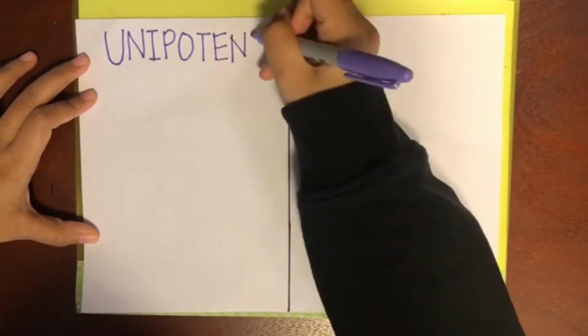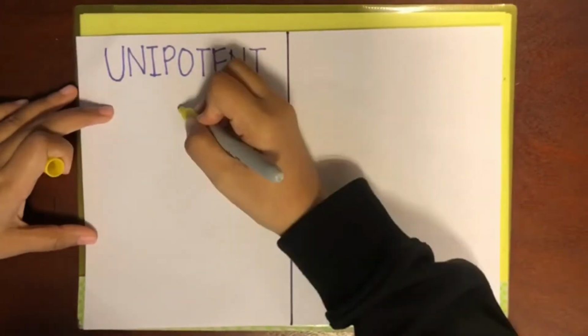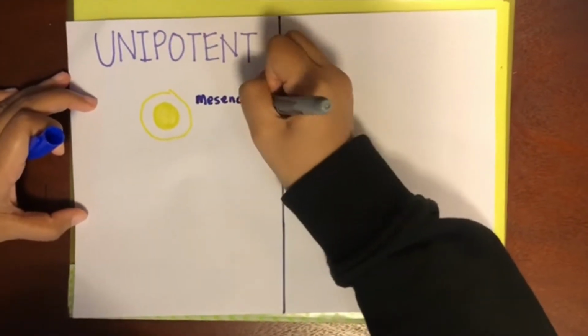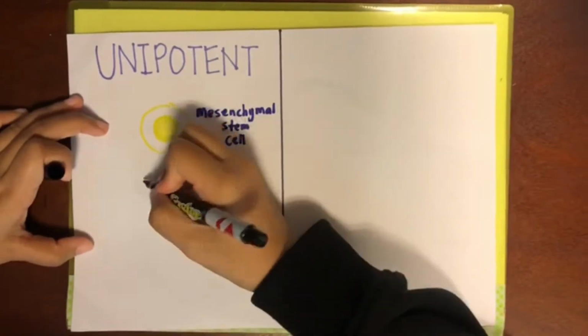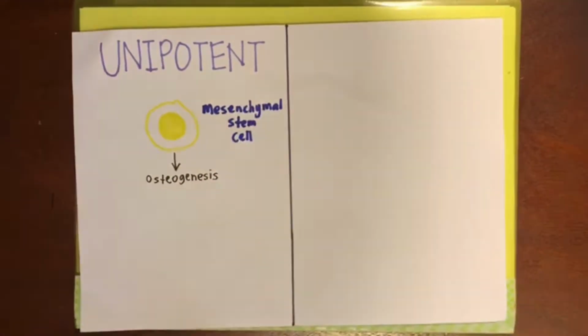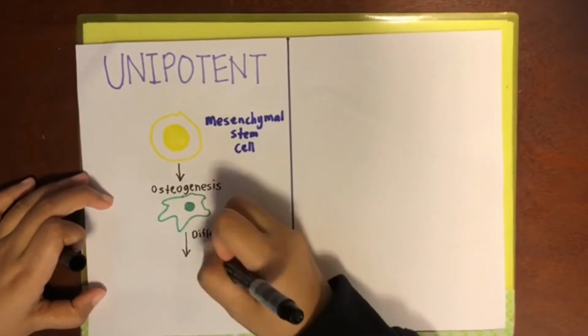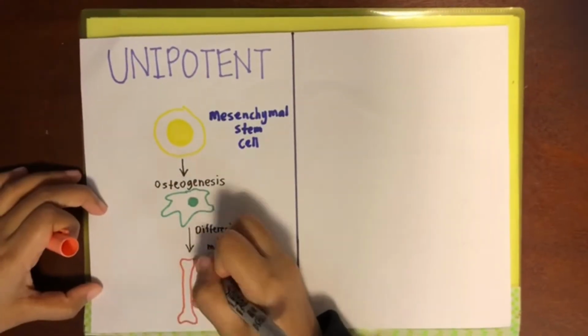For example, muscle cells, fat cells, bone cells, red blood cells, nerve cells, epidermal cells, immune cells, and sex cells. There are two types of differentiated stem cells. The first one is unipotent. This type of stem cell forms one type of differentiated cell. As an example, mesenchymal stem cell undergoes osteogenesis to form bone cell.